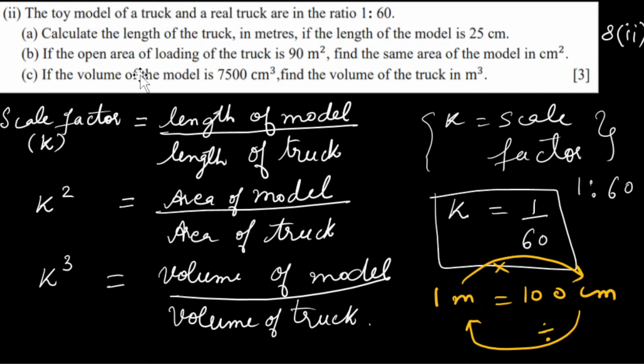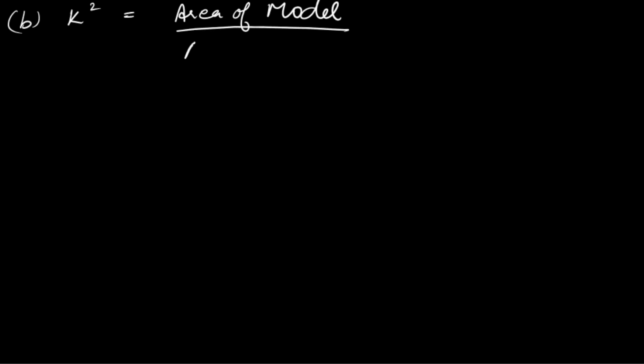if the open area of loading of the truck is 90 meter square, find the same area of the model. Now the area of the truck is given to us in meter square. We have to find the area of the model in centimeter square. Okay, so the area's formula we have to use. But here the area of the truck is given to us and the area of the model we have to find. So in part B we will use the formula K square is equal to area of model by area of truck.